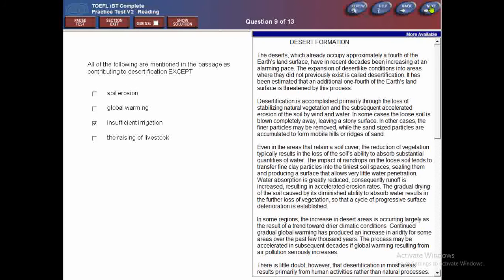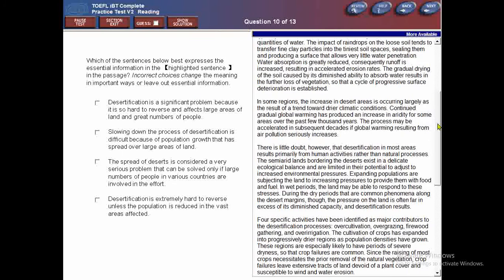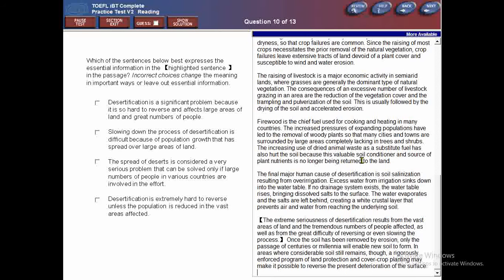Now let's go to the next question. Highlight this sentence. It's a very difficult question for me. Most of the time I cannot answer. So now let's check if I can answer this question or not. For highlighting questions, it comes from the last paragraph, maybe paragraph 11. So what will be the extreme seriousness of desertification result from the vast areas of land and tremendous number of people affected, as well as from the great difficulty of reversing or even slowing the process.